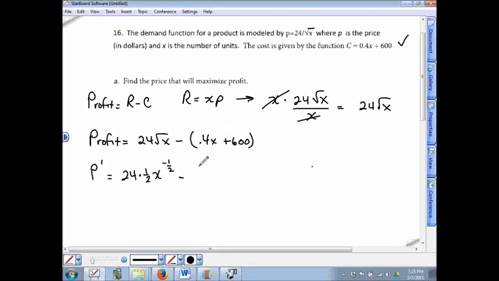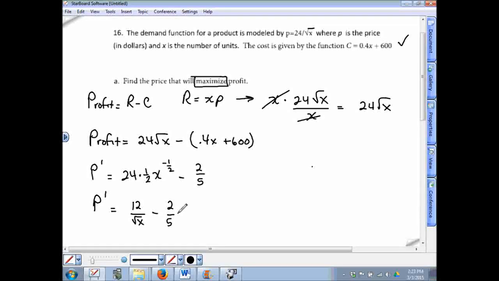And then the derivative of this is going to be 0.4. I'm going to go ahead and change 0.4 into a fraction. 0.4 is 4/10. 4/10 is 2/5. So that's 2/5. Half of 24 is 12. So the derivative of profit is 12 over the square root of x minus 2/5. Now we have to find the price that will maximize profit.